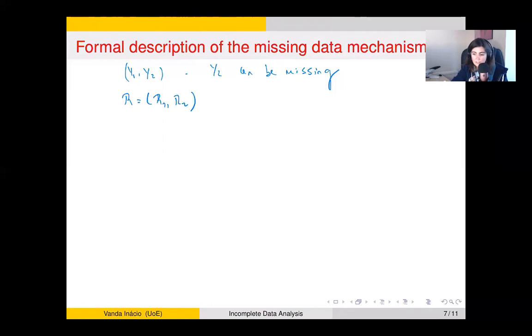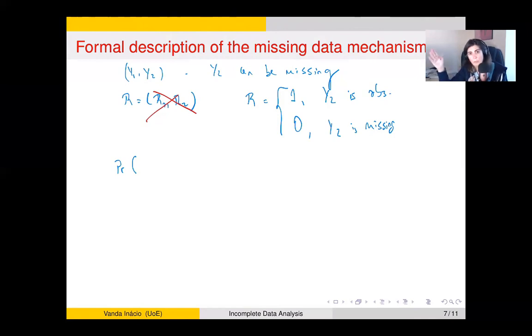So let's just use R, which will take the value 1 if y2 is observed and 0 if y2 is missing. And now let us further suppose that our missing data mechanism can be written in the following way. In this case, for the missing data pattern, we either observe a 0 or a 1, right? And the probability of observing a 0 conditioning on the y's and the parameter of the missing data model, plus the probability of observing a 1, should add up to 1.